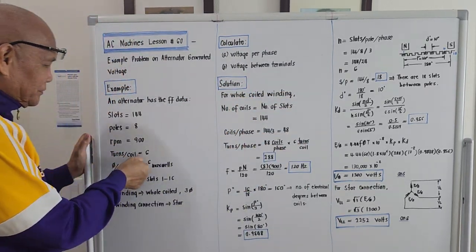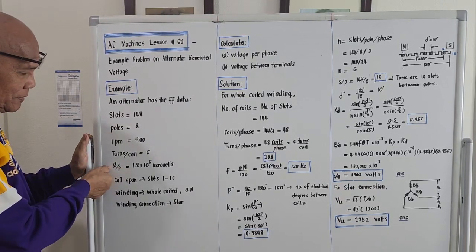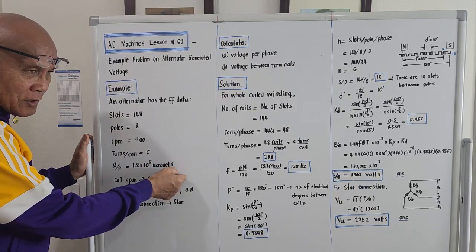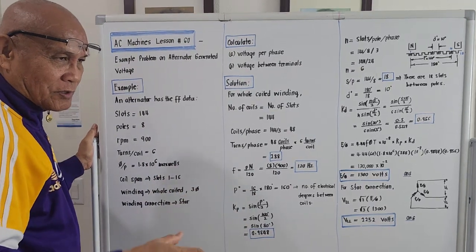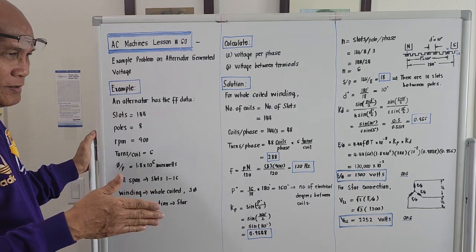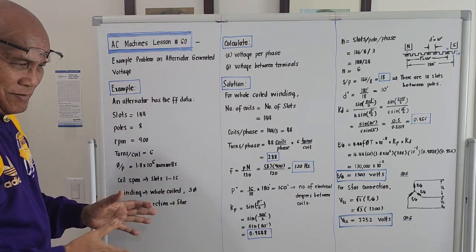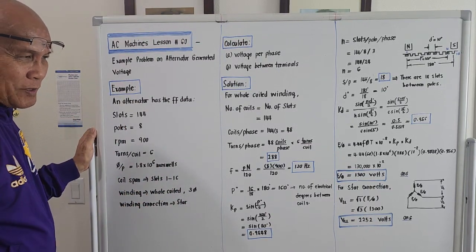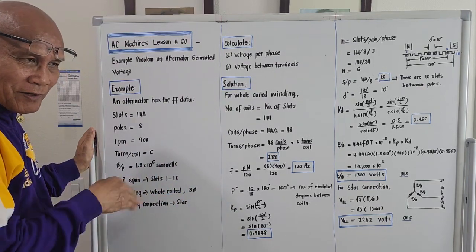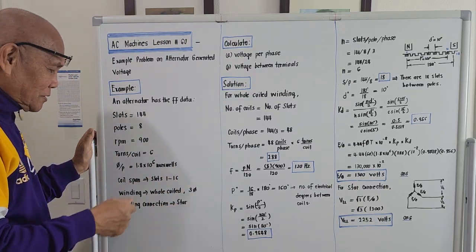The total number of turns per coil will be 6, meaning we have one coil consisting of 6 turns, right? And the flux per pole, designated by the Greek letter phi, per pole is 1.8 times 10 to the 6 Maxwells. The unit of flux for alternators is in Maxwells. Maxwell is actually a family name. I don't know if he was the one who discovered flux, but since the unit of flux actually emanates from his family name, he could be the one who discovered flux.